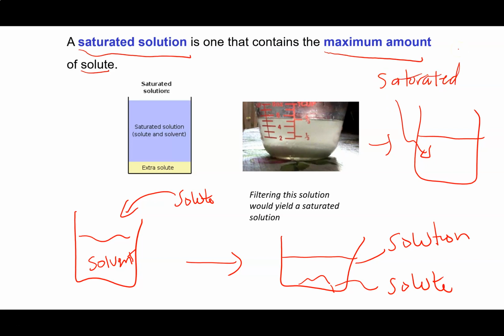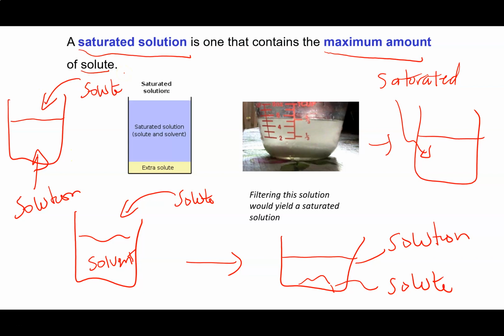Now, if a solution doesn't have the maximum amount of solute, when you add a bit more, it will dissolve. So that's the check for whether a solution is saturated or not. If you add a little bit more and the solute dissolves, then it is not saturated. It's what we call unsaturated. Now, if you have a saturated solution and you add a little bit more solute to it, it'll fall to the bottom. All right, so that's the check as to whether something is saturated or not.